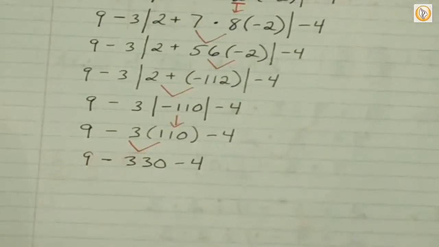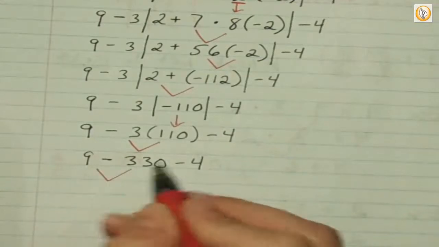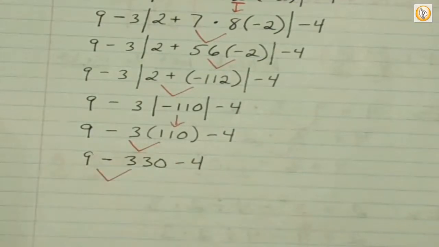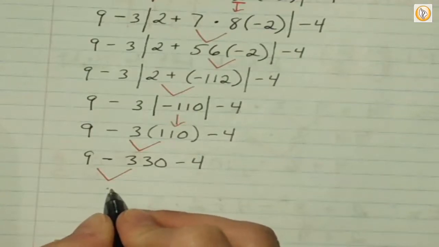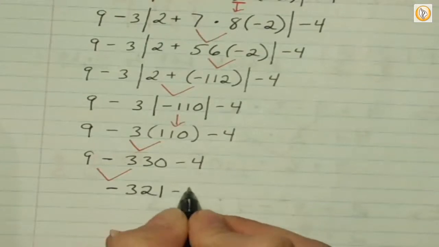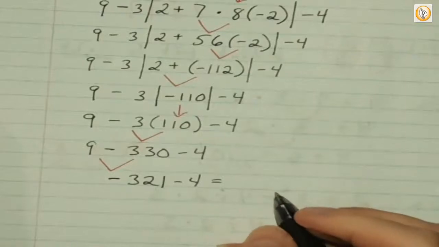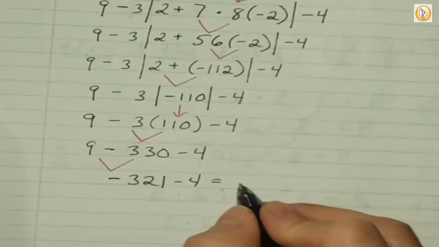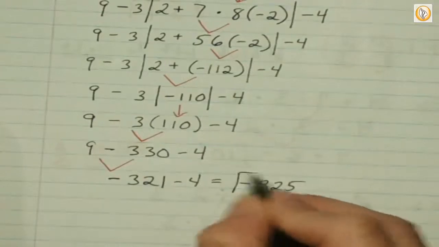All right. And then 9 minus 330 gives you negative 321 minus 4. And then what do you get? There you go.